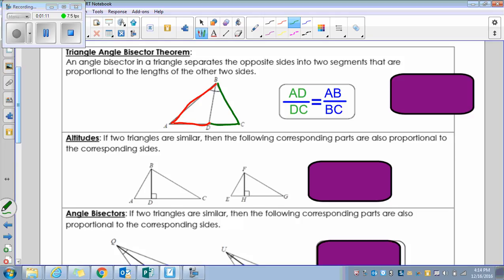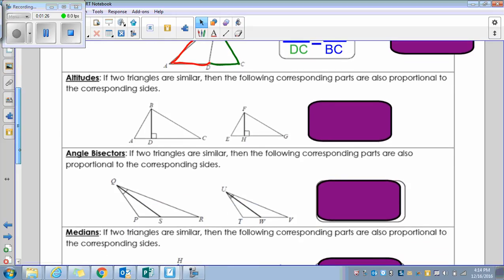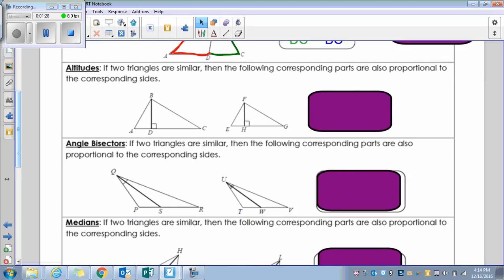Notice how I did not use the angle bisector because it says that it's proportional to the lengths of the other two sides, not one of the sides in the angle bisector. Okay, so that's the triangle angle bisector theorem. We also have some stuff about altitudes.